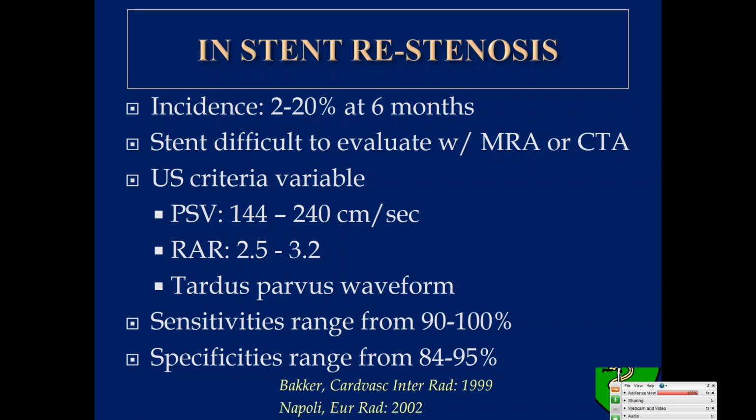Usually MRI and CTA are not preferable modalities for evaluation of stent patency and also physiological abnormalities within the stent. There are some variable criteria that exist right now that are utilized with ultrasound for evaluation of stents. But we generally use peak systolic velocity of 144 to 240 as being within normal limits. After that is abnormal, and ratios below 3.2 are still normal. Presence or absence of tardus parvus waveforms is also important to notice in the segmental vessels.